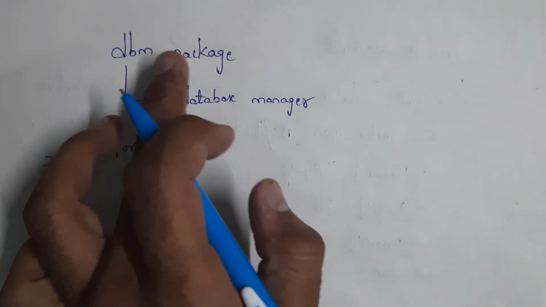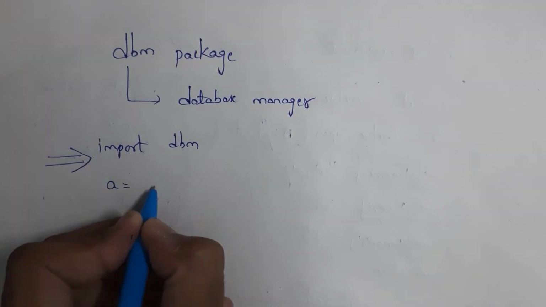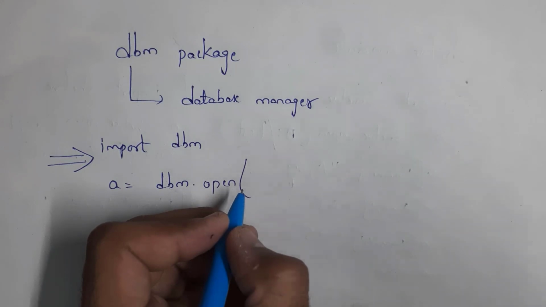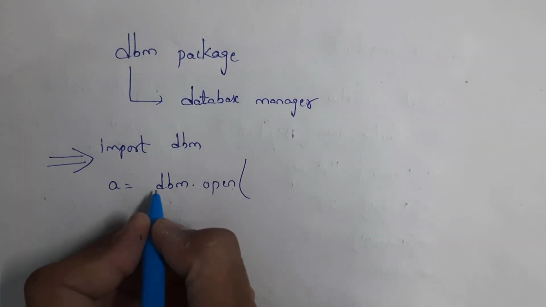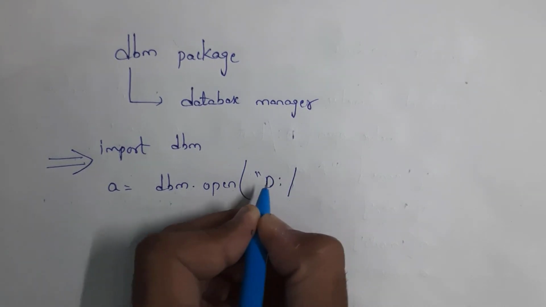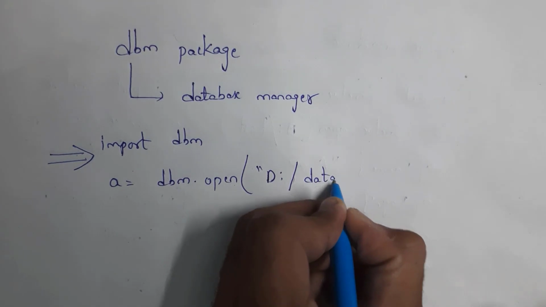I want to import the package, that is dbm. So just write here import dbm, and next write here a equal to dbm.open. I want to create a database with name data. So just write here dbm.open, and I want to create this database in local disk D. So write here d:, my database name is data.db.